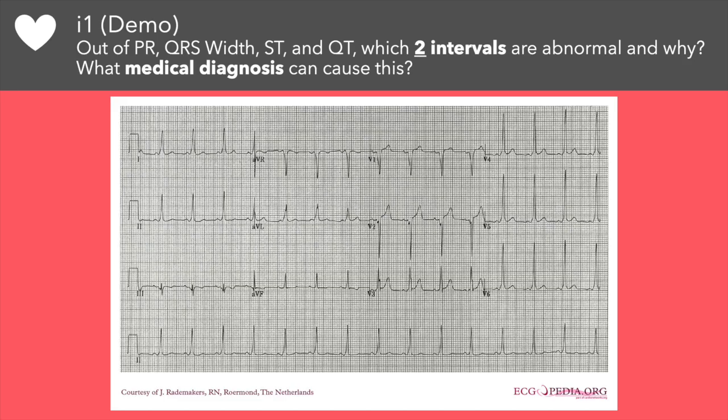Let's look at the PR interval first. The PR, to me, seems short. Look at that here. PR, very short. It's less than 120 milliseconds. I'm wondering if there's pre-excitation. QRS, to me, appears wide. And here you can see the slurred upstroke. This is called the delta wave.